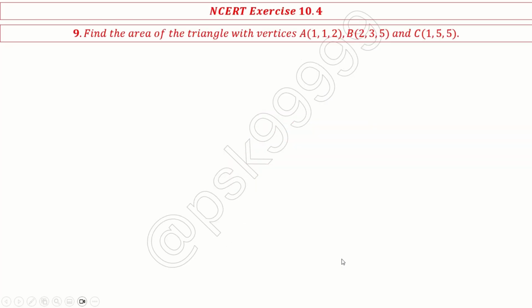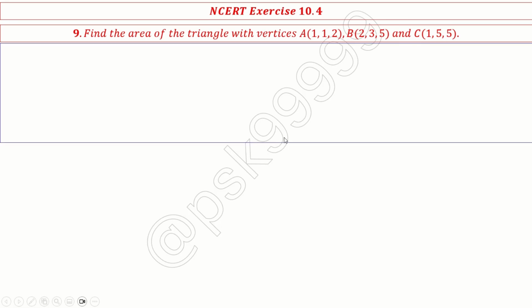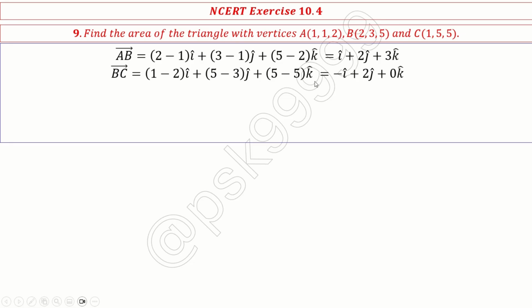Next, find the area of the triangle with vertices. 3 vertices are given. First, find out the vector form of the sides. So AB bar equal to i plus 2j plus 3k. BC bar equal to minus i plus 2j plus 0k. Now, I told you that area of the triangle you will get is half into AB into BC.